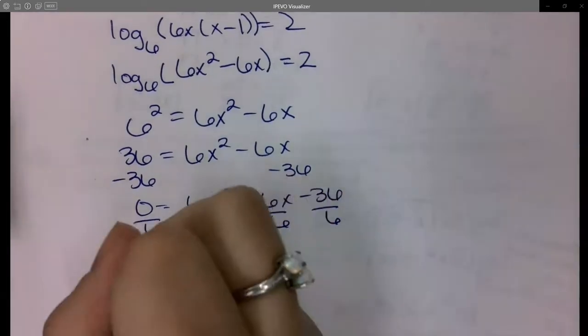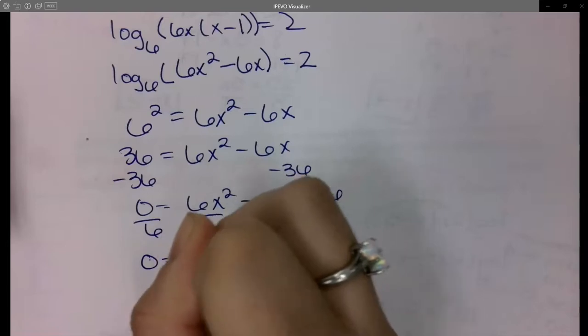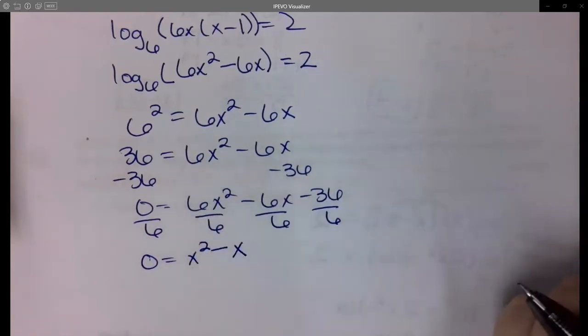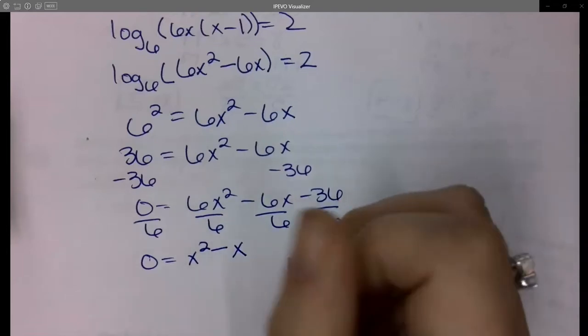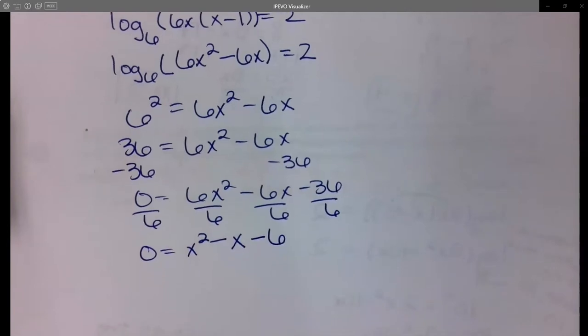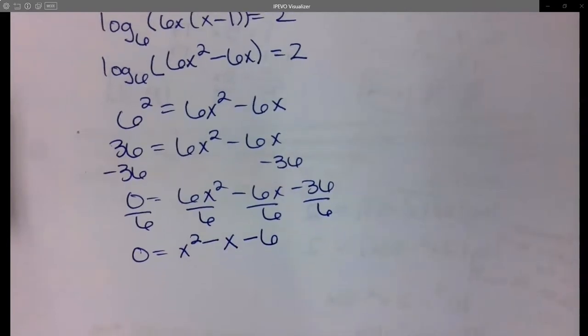So 0 divided by 6 is 0. 6x squared divided by 6 is x squared. 6x divided by 6 is just negative x. And negative 36 divided by 6 is negative 6. So I'm looking for what multiplies to negative 6 and adds up to negative 1.